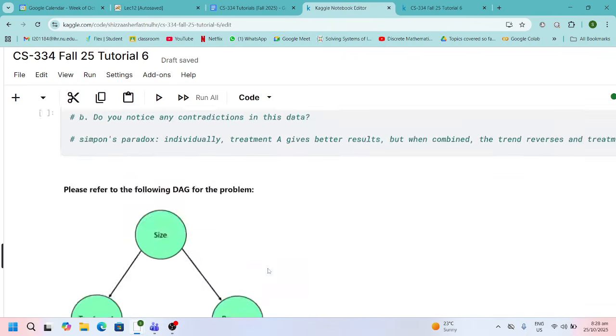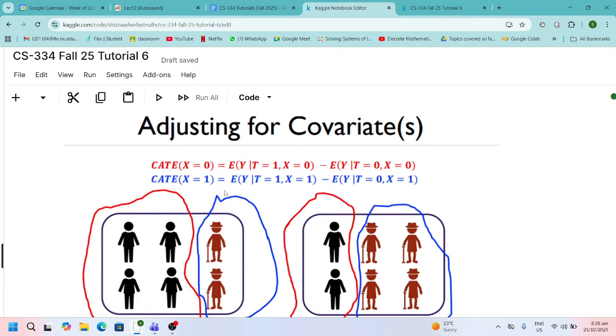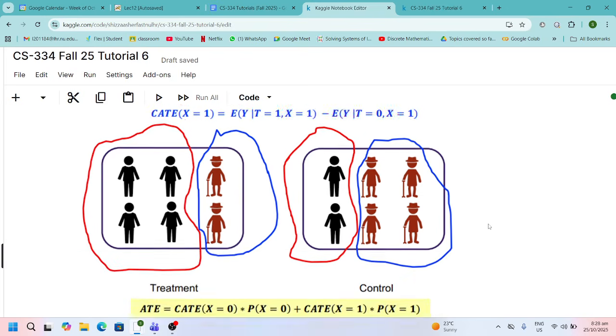Similarly, you can plug in the rest of the values as well. And for your information, this is what was given to you in the slides as well, adjusting for covariates. This is how you adjust for covariates.